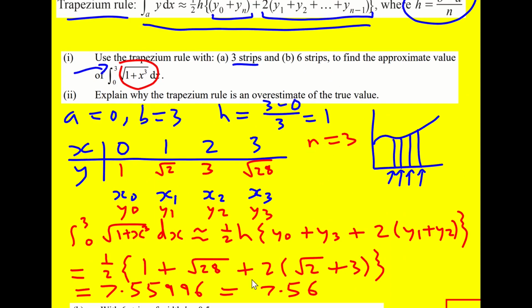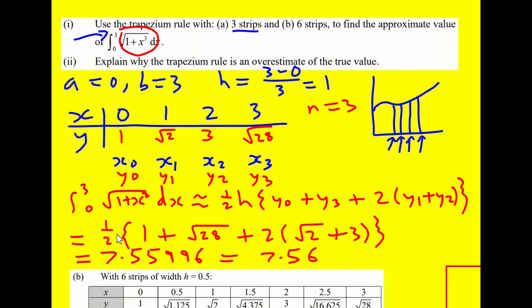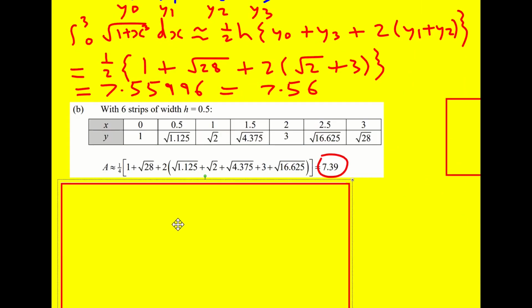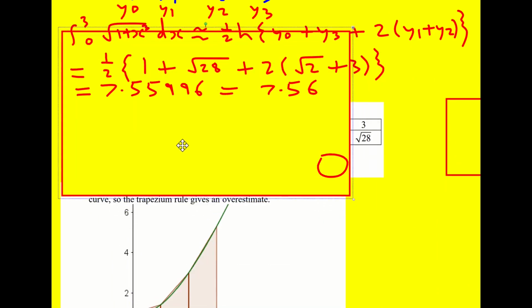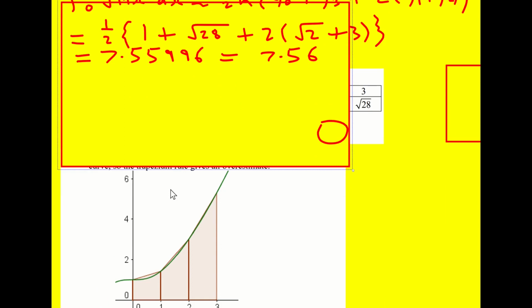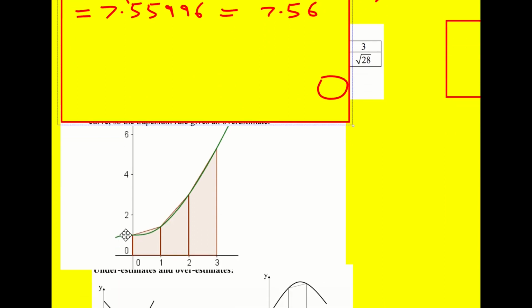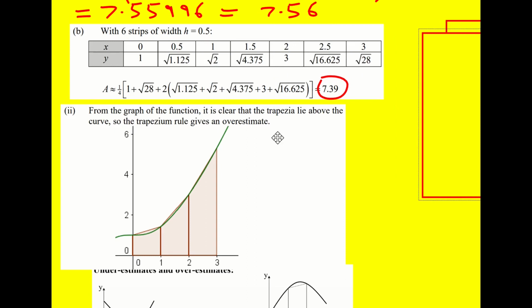This is a bit of a harsh question because they haven't given you the graph. So I'm just going to quickly talk about this idea now. I'm going to give you the graph. So why is it an overestimate? Well, it's because the trapezia all lie slightly above, like there's little bits of area that lie above the function. So you would say something like this from the graph of the function. I wouldn't expect you to draw the graph here. I'd expect you to be given it. It's clear the trapezia lie above the curve, so the trapezium rule gives an overestimate.